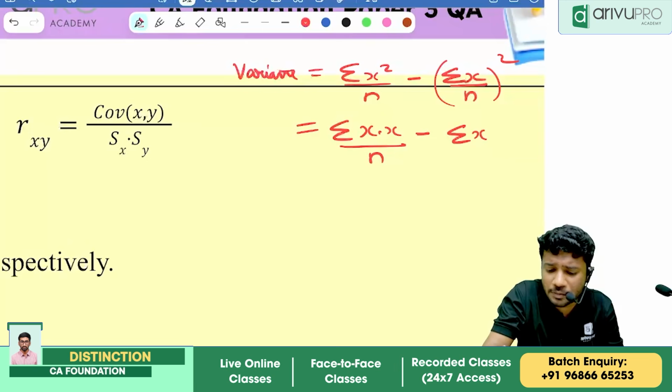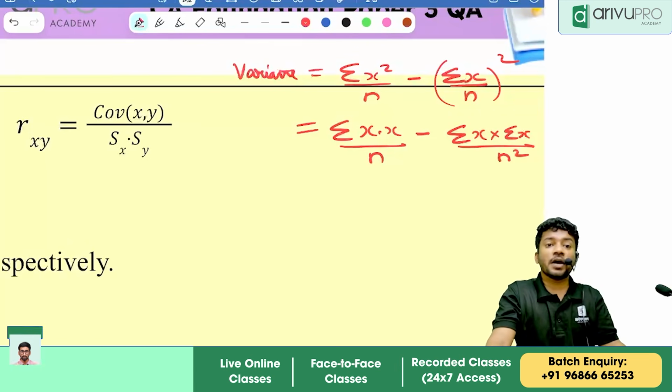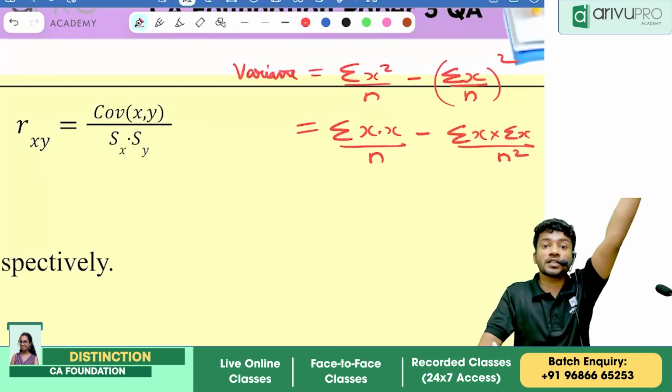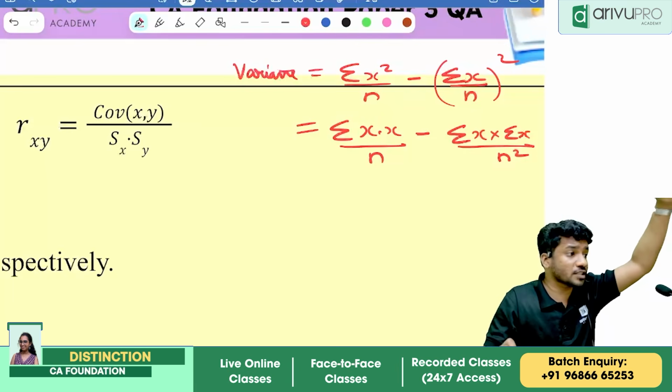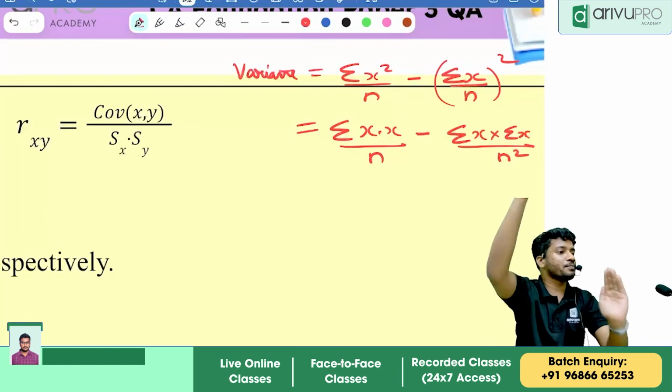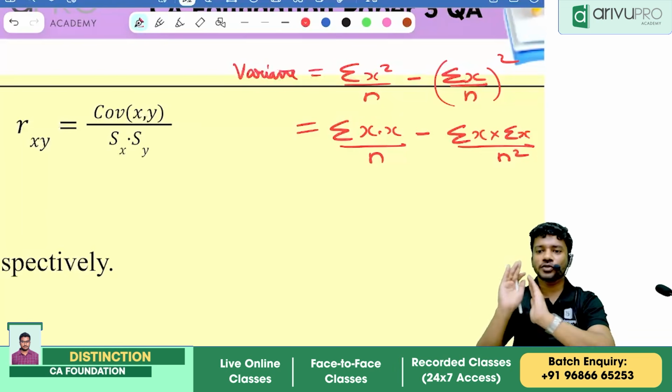Can I write it as sigma x into sigma x divided by n square? Sigma x the whole square. 2 the whole square is what? 2 into 2. 4 the whole square is 4 into 4. 5 square is 5 into 5. Similarly, sigma x the whole square is sigma x into sigma x.